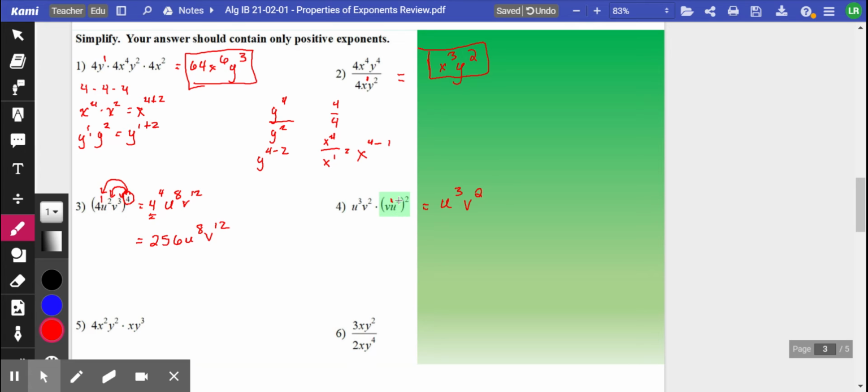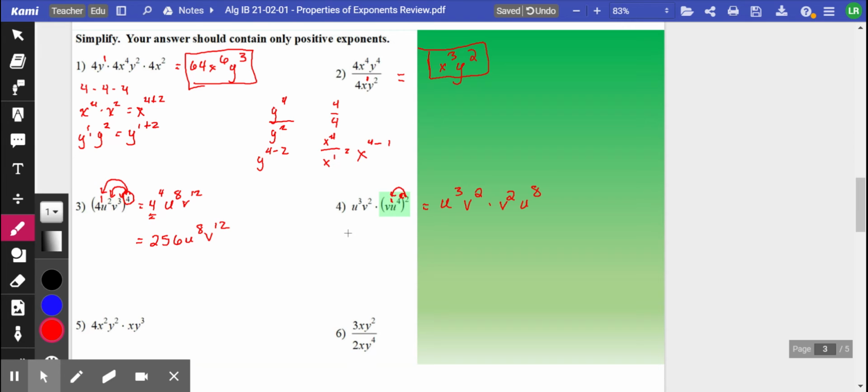On this part, for the v, 2 times 1 is 2. For the u, 2 times 4 is 8. And now I have a multiplication problem that's sitting there. So now I'm going to do my multiplication problem.